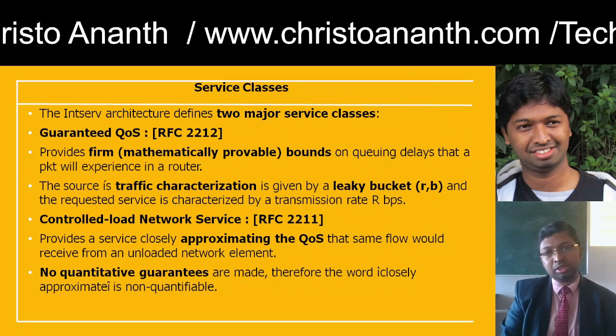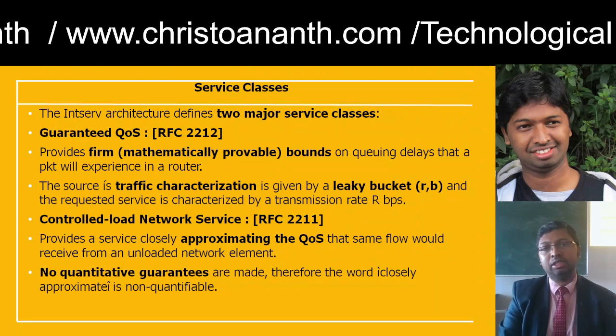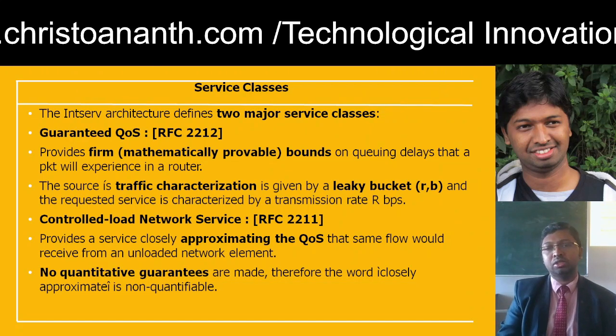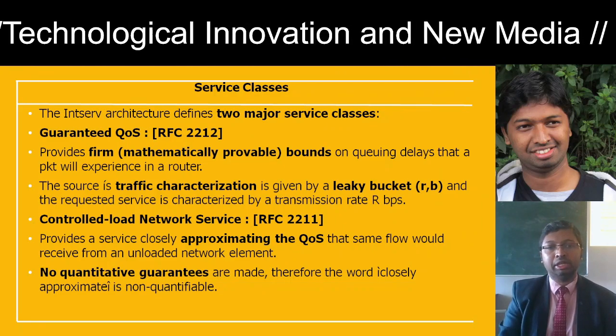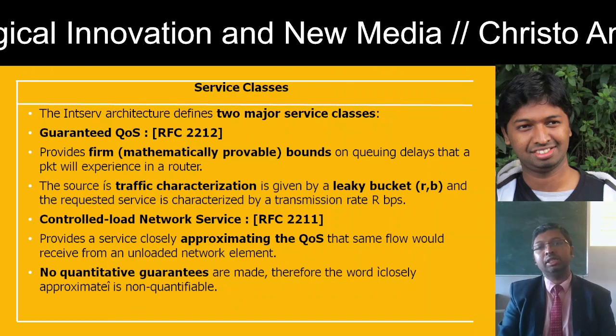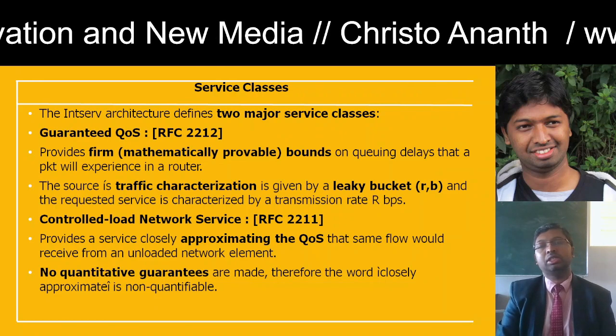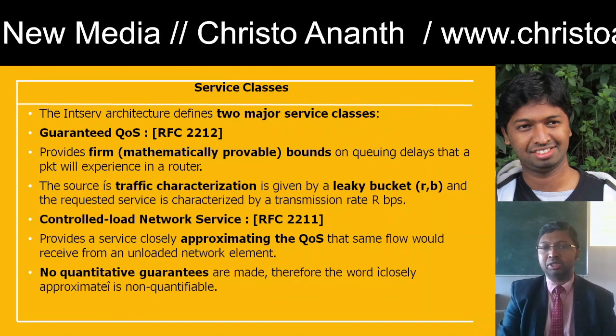The source traffic characterization is given by the leaky bucket, which has the parameters R and B. Here the requested service is characterized by the transmission rate, which is capital R bits per second.